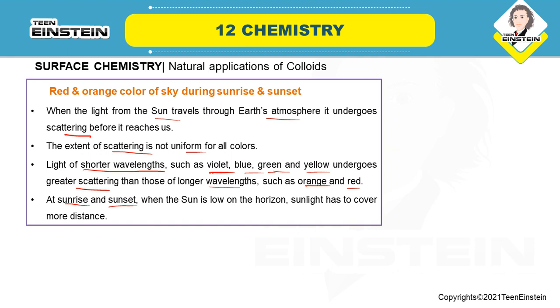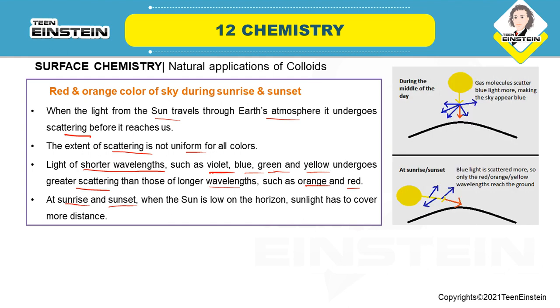So now the path is shorter. Look at this picture. Suppose this is at 12, that is noon, then this path is shorter compared to the path at sunrise or sunset, when the sun is low on the horizon. Now the path is larger. Here blue light is scattered more because it has to cross a longer path. As blue light is scattered more, mostly red and orange wavelengths reach towards the ground, that is towards the eye, so we will be able to see only this color.